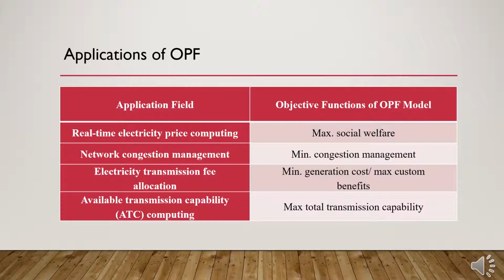For electricity transmission fee allocation, the objective function will be minimum generation cost or maximum customer benefits. For available transmission capability, ATC in short, the objective function we'll be using for the OPF model will be maximum total transmission capability.